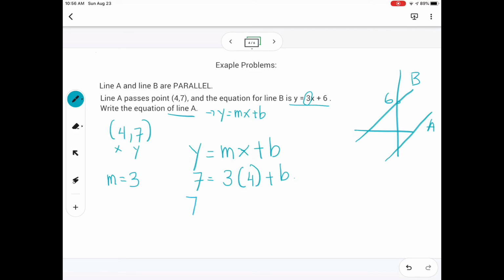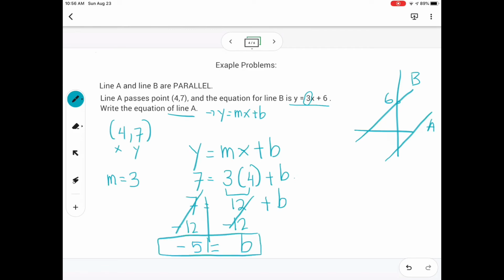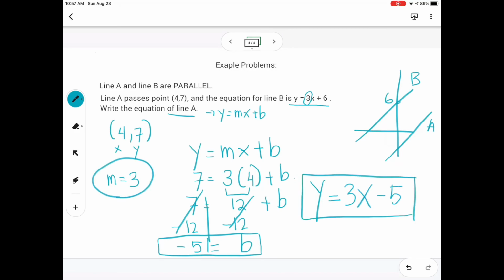So let's solve for b. 7 equals 3 times 4, which is 12, plus b. Then we're going to isolate b. We're going to make b alone, so we have to cancel 12 by subtracting 12 on both sides. Then b will be 7 minus 12, which is negative 5. The equation for line A will be y equals, what's the m? Remember, m is 3, the same. y = 3x - 5. Got it?